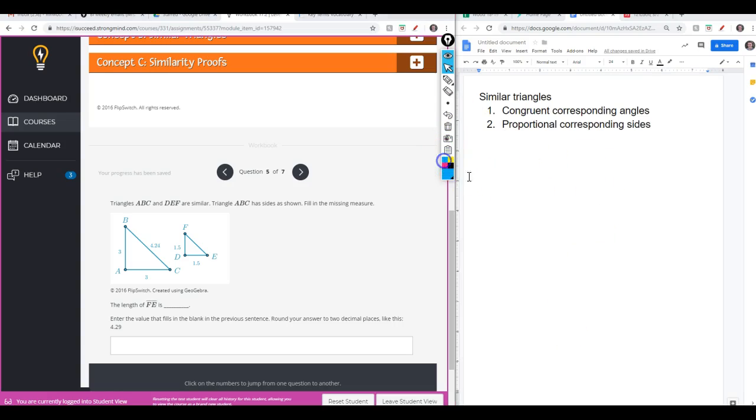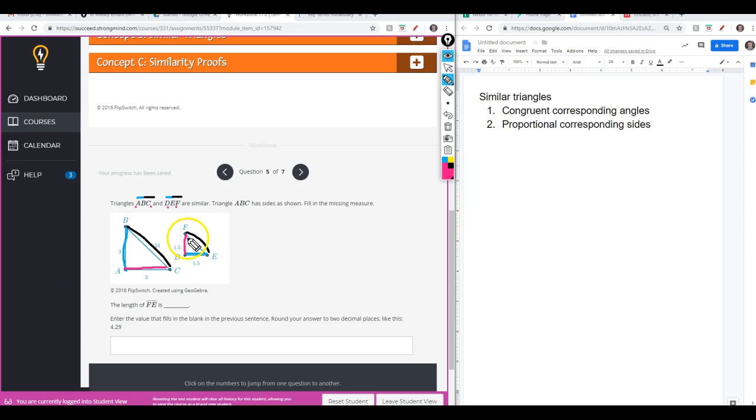Okay, so first identify corresponding side lengths. So first and second vertex to first and second vertex. So AB to DE. And second and third vertex to second and third vertex. So BC to EF, and first and third vertex to first and third vertex, so AC to DF.